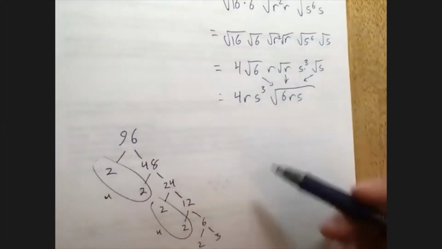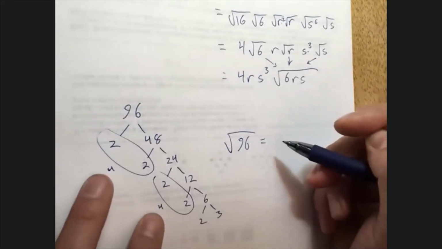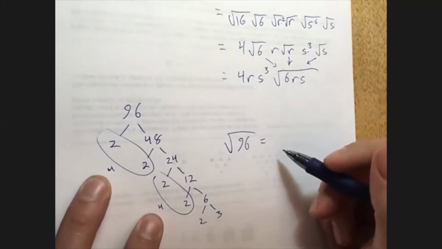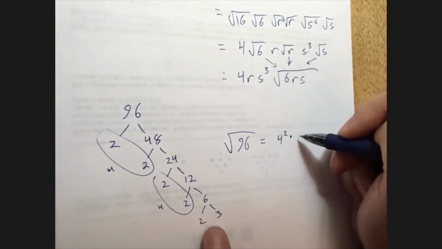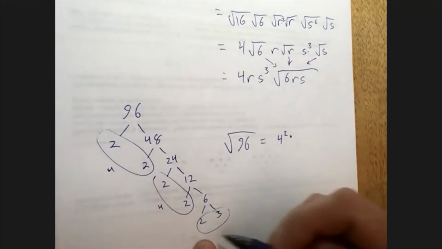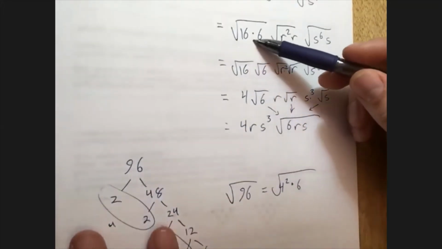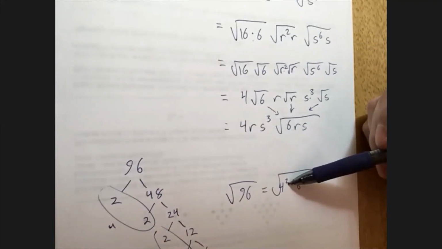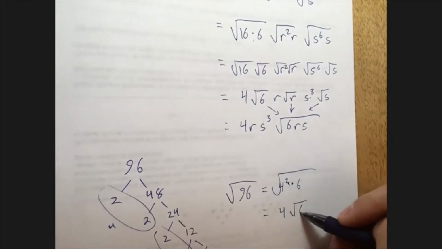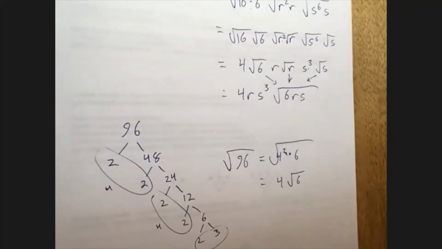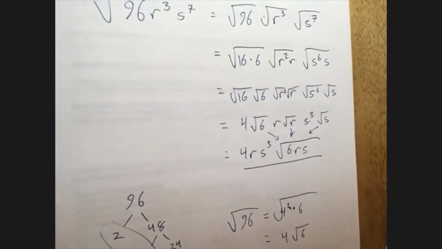Right? In other words, you can write square root of 96 is 4 squared times what's left over, which is the 6, which is what we did. I wrote it as 16. Here I wrote it as 4 squared. Same thing. And then the square root of 4 squared is 4, and the square root of 6 you can't simplify. But that's my answer.